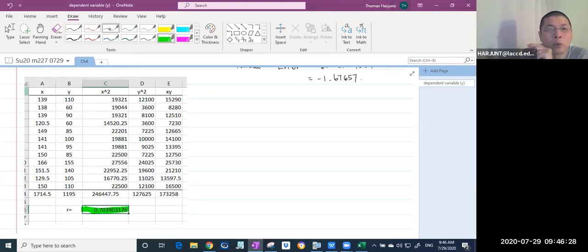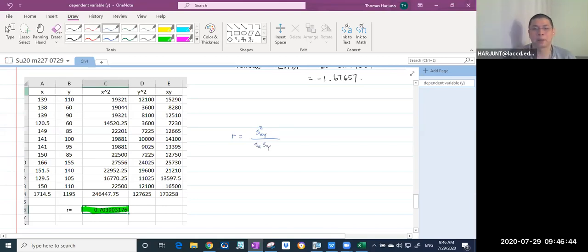Now remember that I prefer you to memorize this formula, that R is equal to the covariance of xy over the standard deviation of x times standard deviation of y. Okay, and then if the linear regression is given by y hat equals ax plus b, then the coefficient for x is given by r times s sub y over s sub x, or I actually prefer to say that's the covariance over the variance for x.